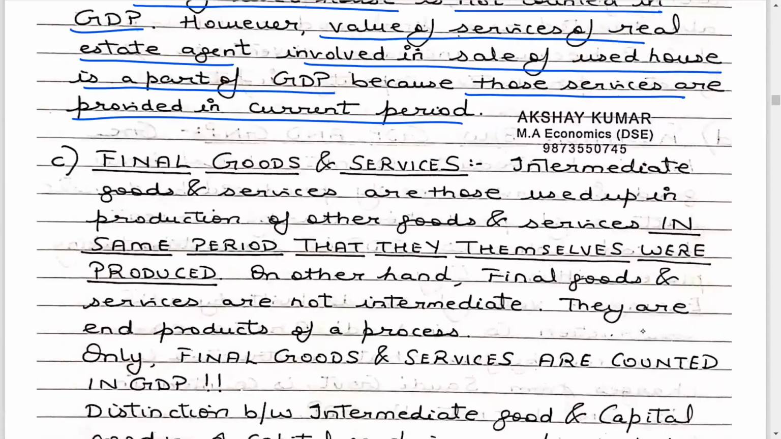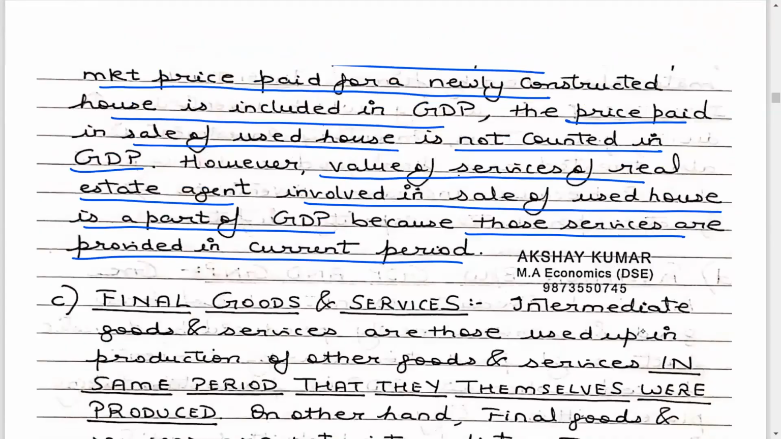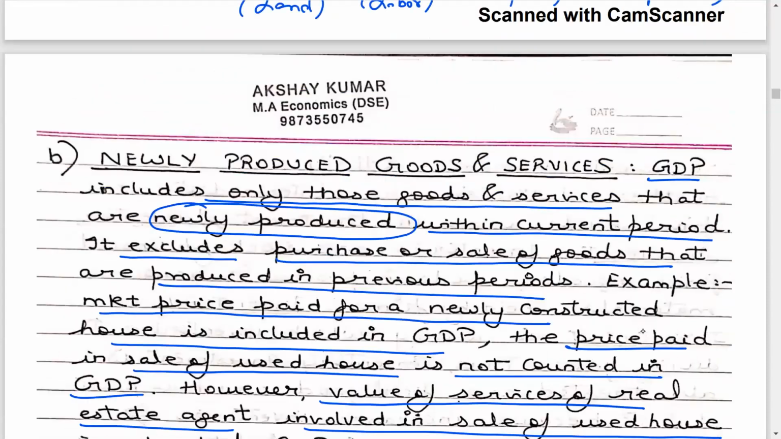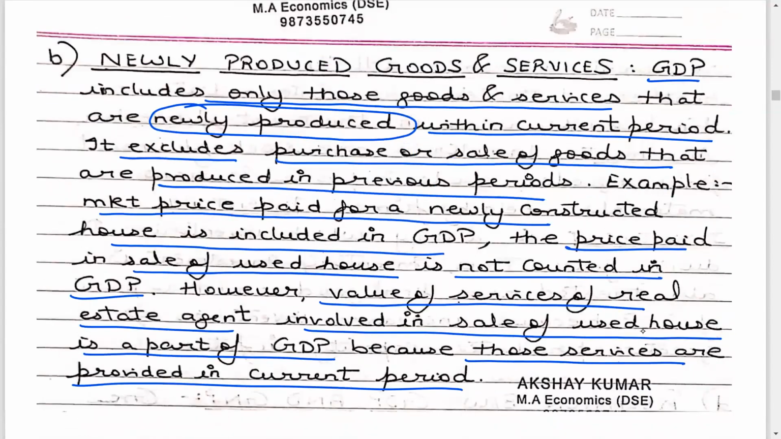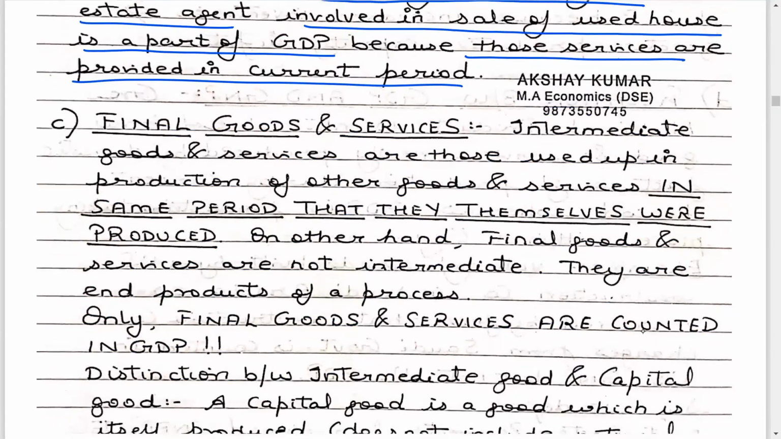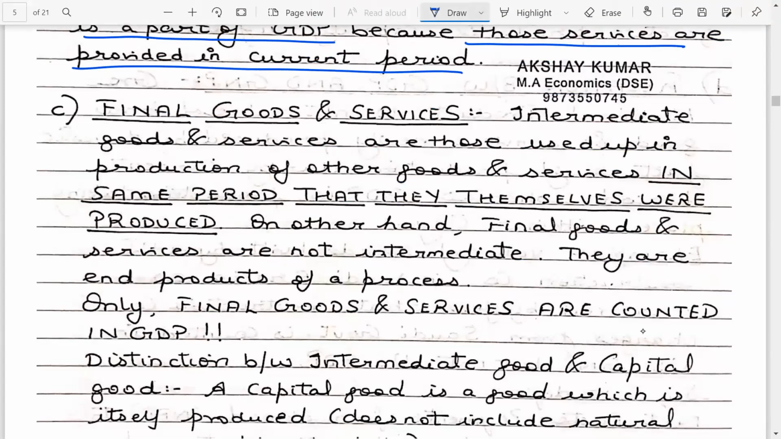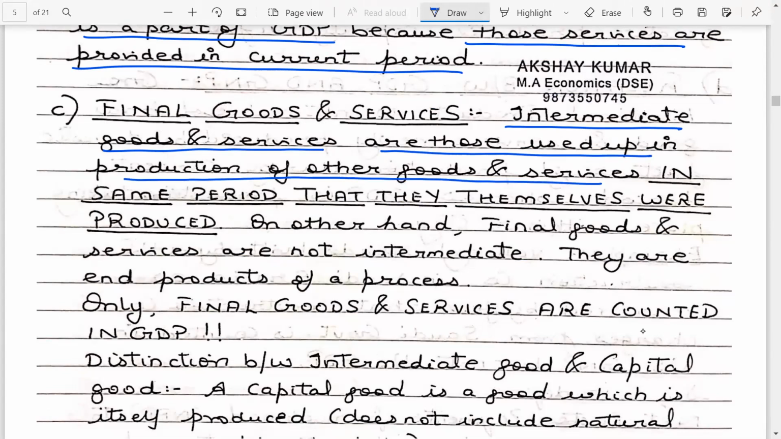Okay, then let's talk about point C. Point B was newly produced. That means GDP includes only newly produced, not old. Point C talks about final goods and services. So we know from the previous lecture that intermediate goods and services are those which are used in the production of final goods and services in the same period in which they themselves were produced. That means intermediate goods are those goods which are used to produce final goods.